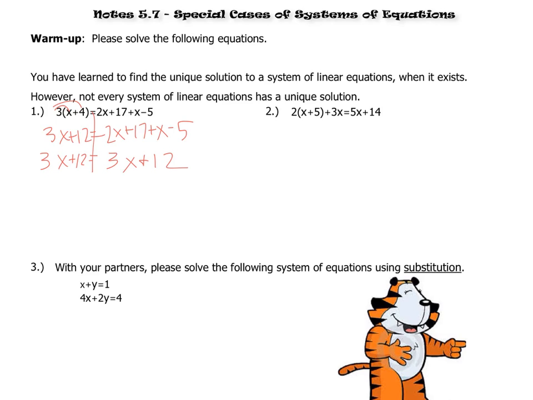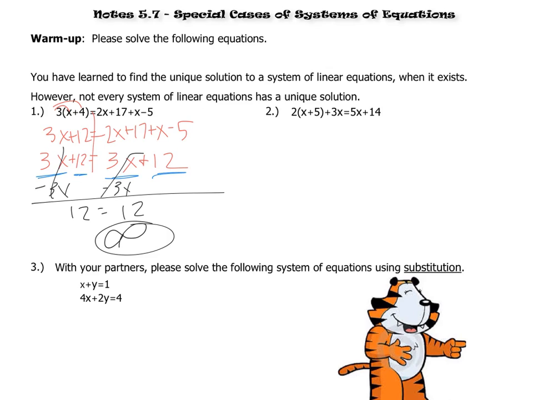What you'll notice is they both have a positive 3x and they both have a positive 12. If you were to move the 3x from left to right, what would happen is you would have 12 equals 12 because the 3x's cancel out. So 12 equals 12, is that true? Yes, it is. So this answer is infinitely many.